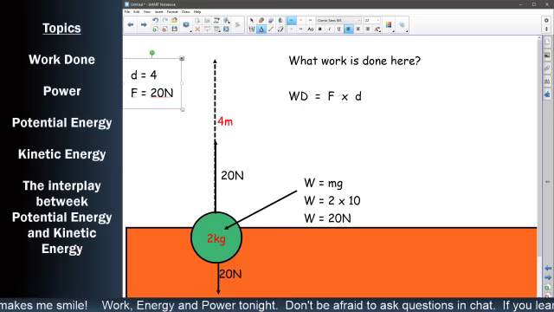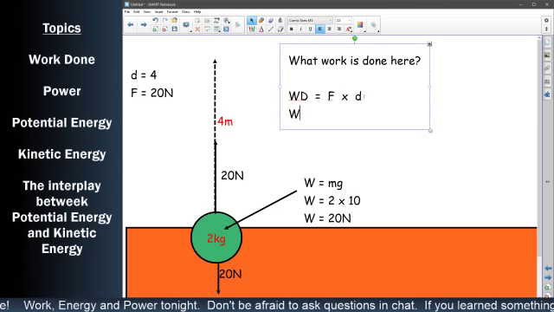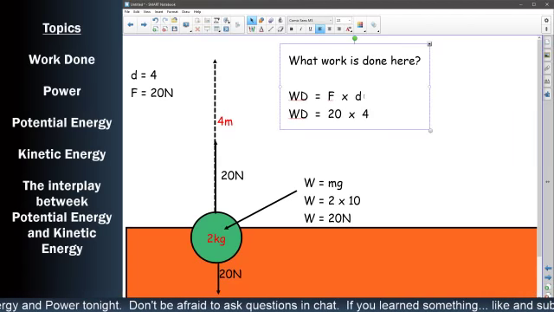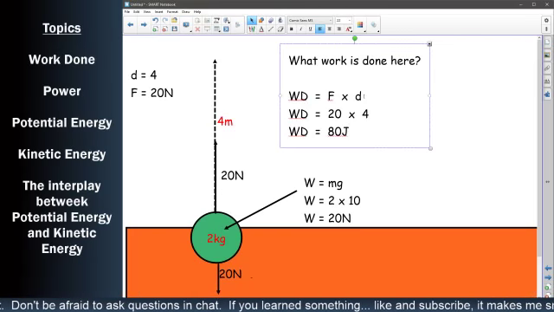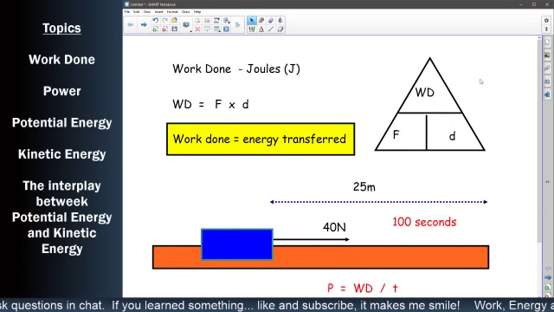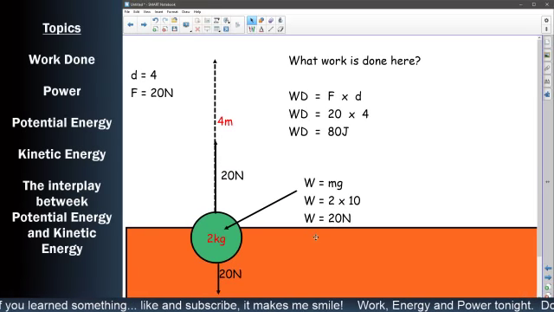So now I've got the requisite bits for my equation. I can pop over here and go work done is equal to 20 multiplied by 4. The work done is equal to 80 joules. Brilliant. Now, all the way back to the start here, though, we did say that work done is equal to energy transferred. So if I've done work, I've transferred energy. So I've transferred 80 joules into something.